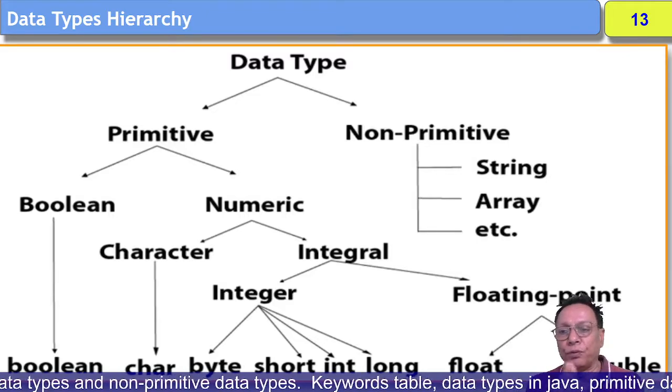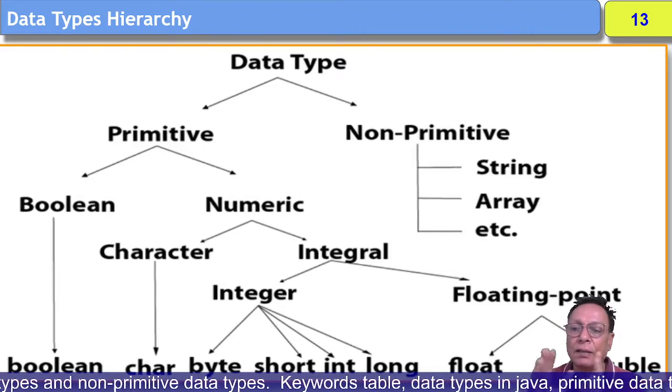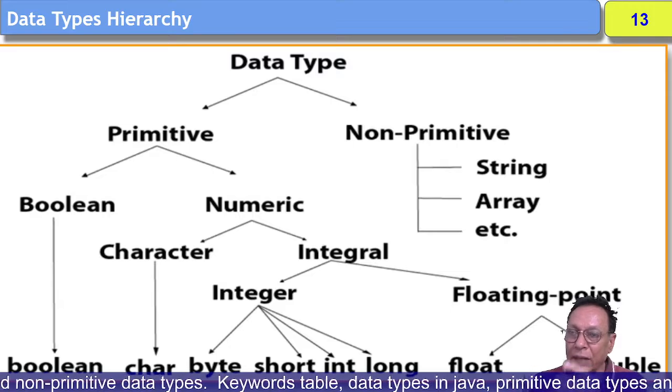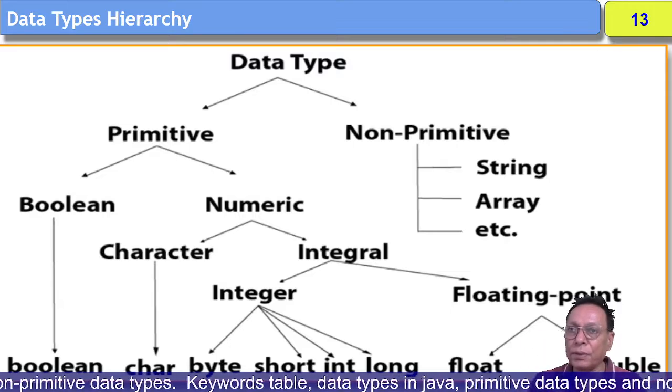Whereas if you move to non-primitive, you'll see non-primitive could be the string, meaning a collection of characters. So a string can be further broken down or decomposed into characters.